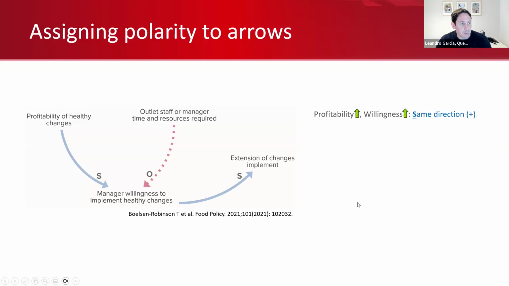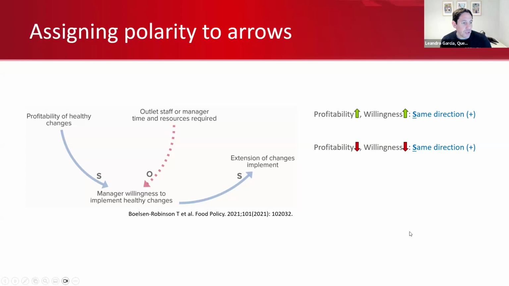So here's an example. When probability and willingness go up, it's easy to see that they go in the same direction, so it should be a positive polarity. However, when they both go down, they still have the same direction. So the arrow here should still be positive, not negative.